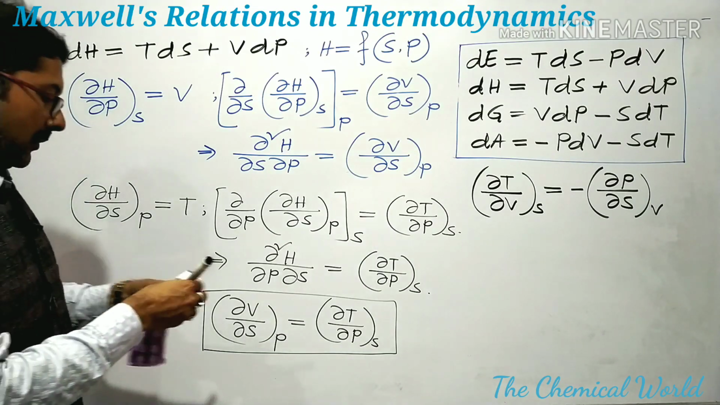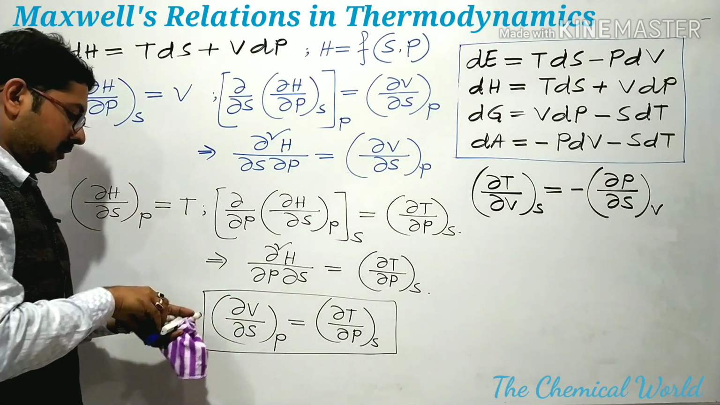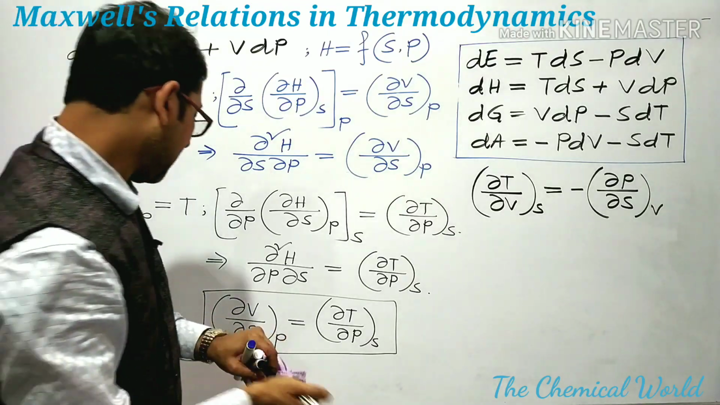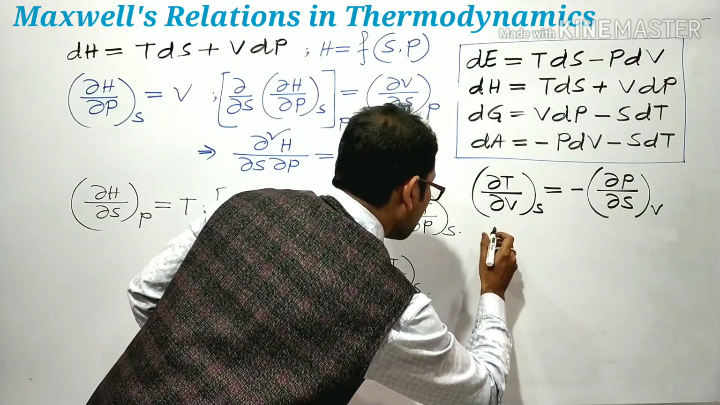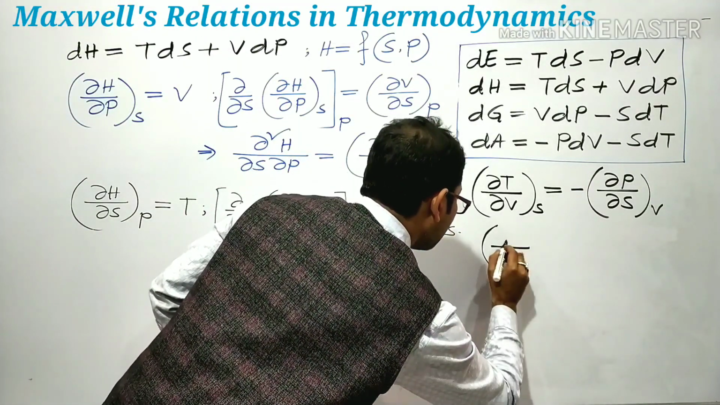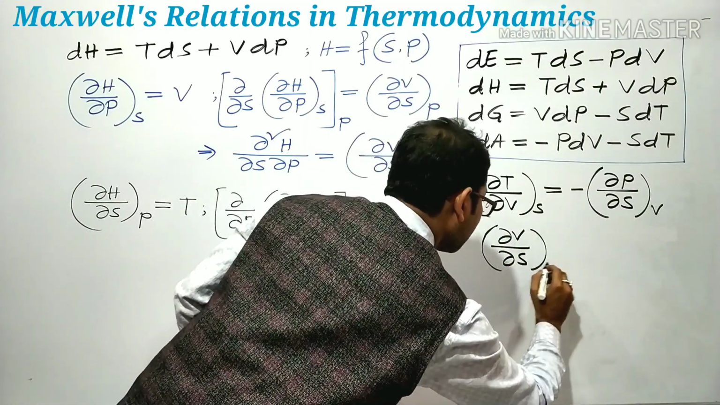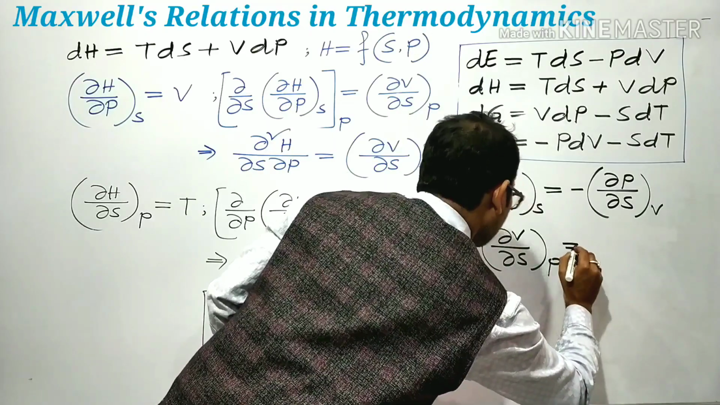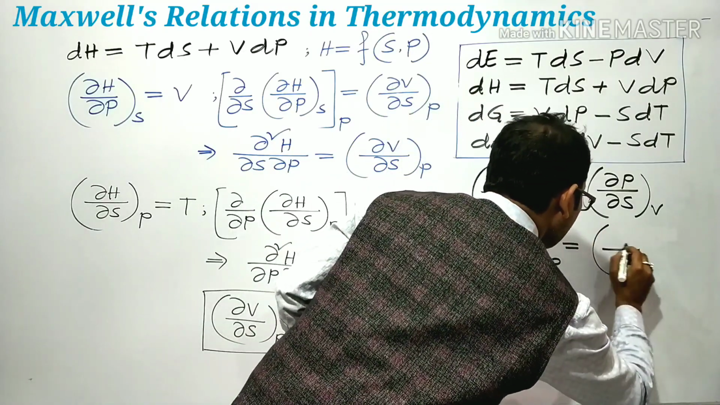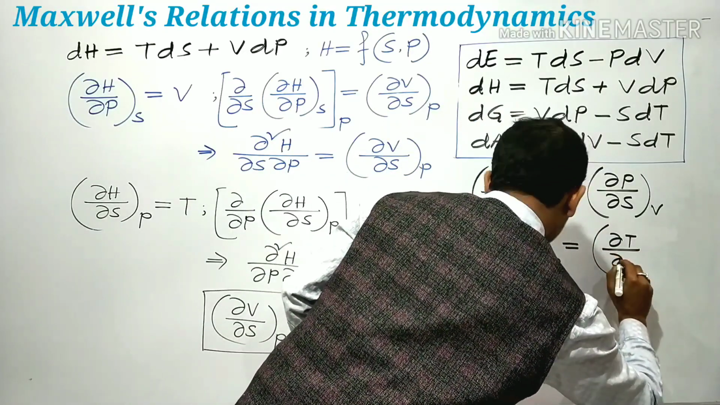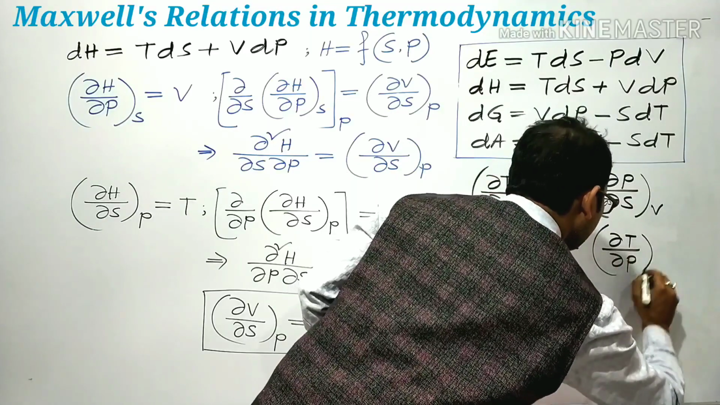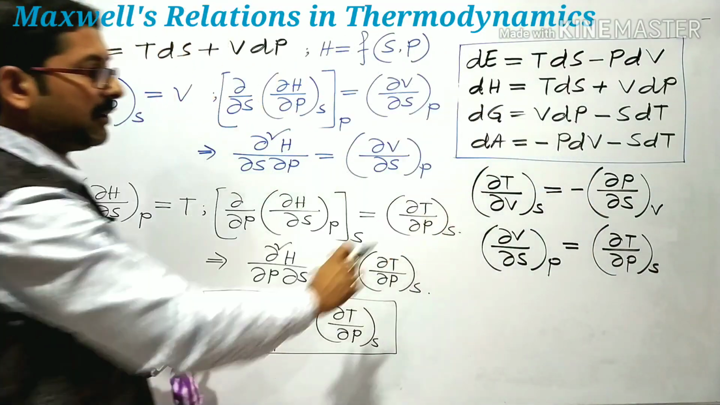We can make a list here. This one is del V del S at constant P, equal to del T del P at constant S. This is the second Maxwell relation.